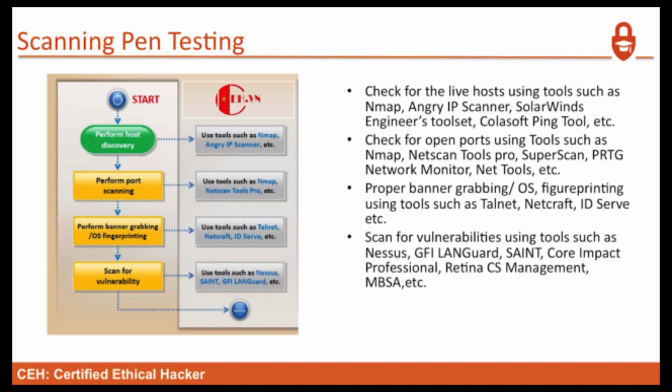So when we do the port scanning, we're going to use Nmap again with NetScan Tools Pro, etc., tools like that. Again, Nmap, very flexible tool. Between Nmap and Burp, there's probably not much you can't do if you have the Pro version of Burp, which is cheap. It's like 300 bucks. Perform banner grabbing and OS fingerprinting. You're going to use tools like Telnet, Netcraft, ID Serve. To scan for vulnerabilities, you're going to use Nessus, Saint, and GFI LanGuard. We're not going to use GFI LanGuard.